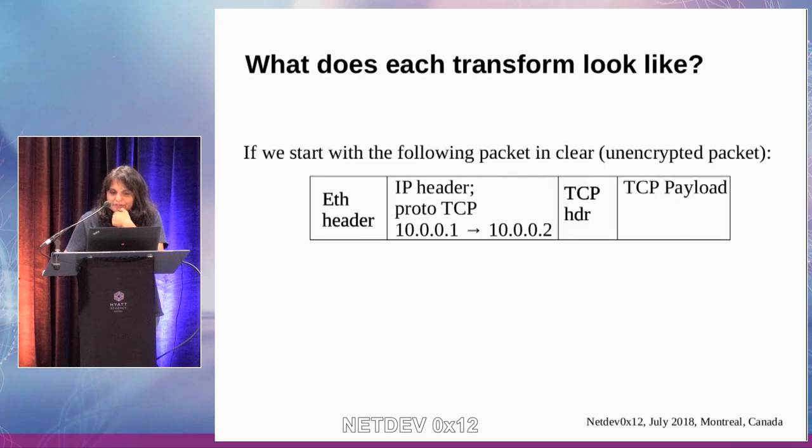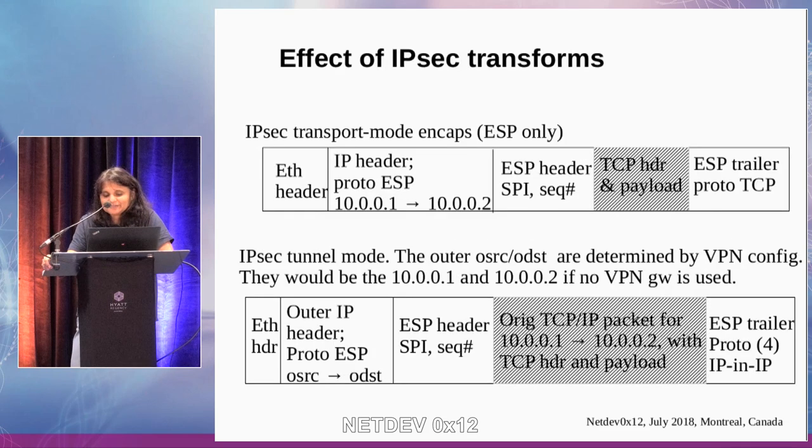Whereas if you did tunnel mode, you would encrypt everything starting from the IP header and then going forward to the TCP header and TCP payload. And that's what you see here. So the gray stuff is now the IP plus TCP payload. And the ESP trailer says the original packet was an IP packet, so it's IP in IP. So the trailer says the protocol was 4. And your outer IP header now has the VPN source and VPN destination, not necessarily 10.1 and 10.2.